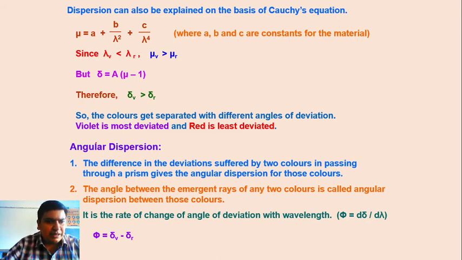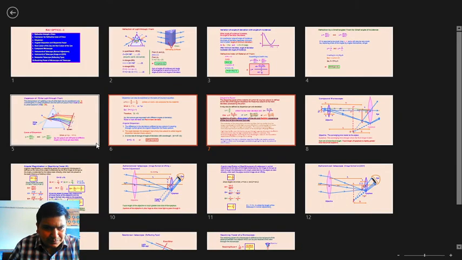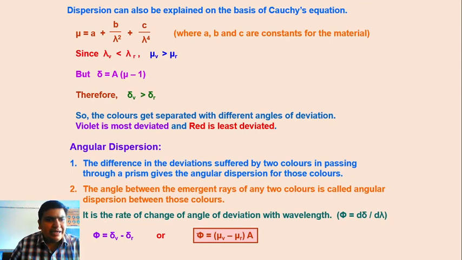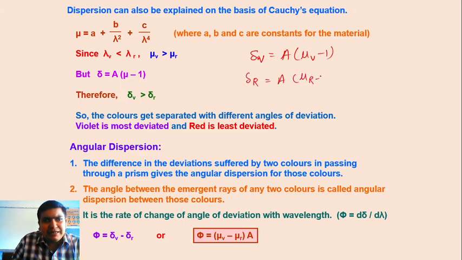If we consider a thin prism, then delta V can be written as, as we know, delta V equals A times (mu v minus 1), and delta for red is A times (mu r minus 1). By taking the difference of these two equations, we get the angular dispersion phi equals (mu v minus mu r) times the angle of prism, that is capital A.